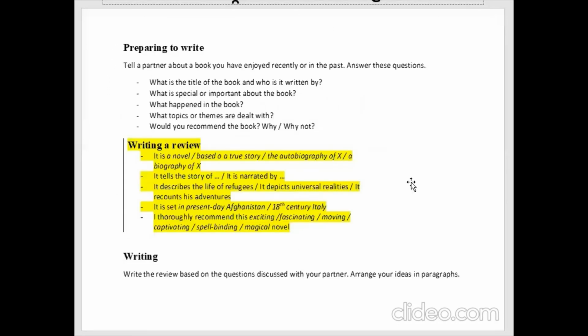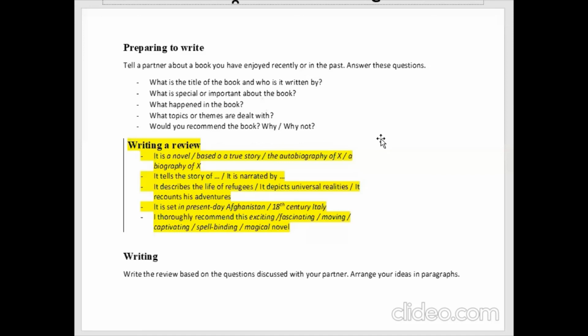In the preparing to write section, first of all, tell your partner, or if you have no partner, tell yourself or think about a book you have enjoyed recently or in the past, and try to answer the questions about the title of the book, the author, what is special or important about the book, about the events in the book, about the topics or themes of the book, and whether you recommend or do not recommend to read this book.